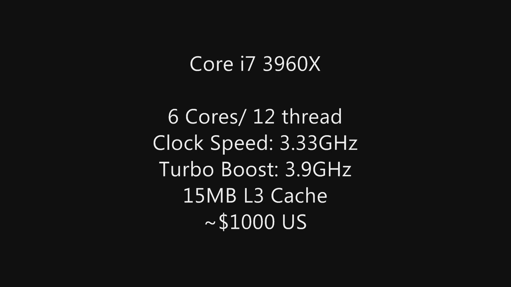The Core i7-3960X will fall under the Extreme Edition category, and it will be the flagship model for Intel when these first three processors are released at the end of 2011. It will feature 6 cores, 12 threads, have a clock speed of 3.33 GHz with a turbo boost speed of 3.9 GHz. The CPU will feature 15 megabytes of L3 cache, and it will go in the price range of roughly $1,000 US.